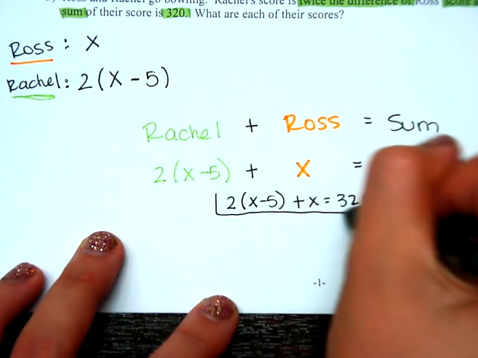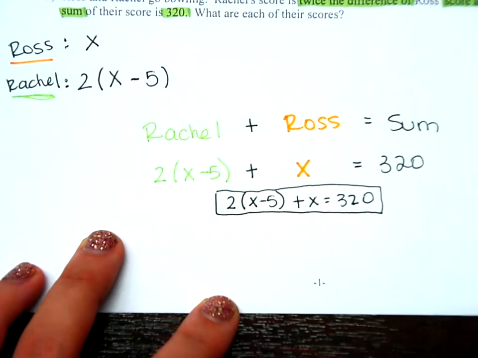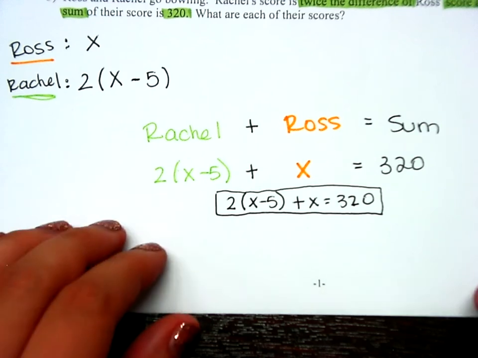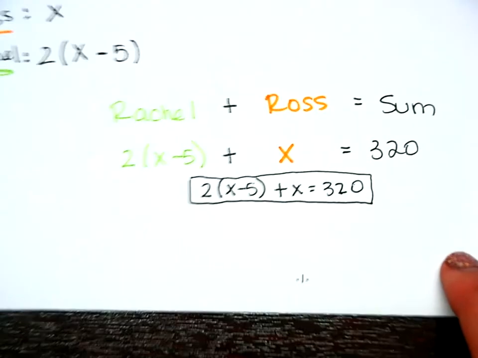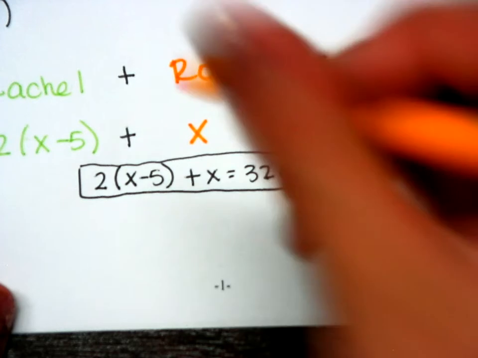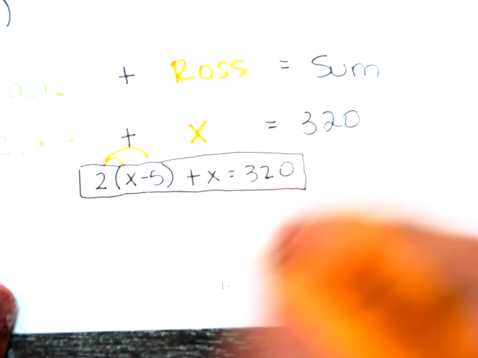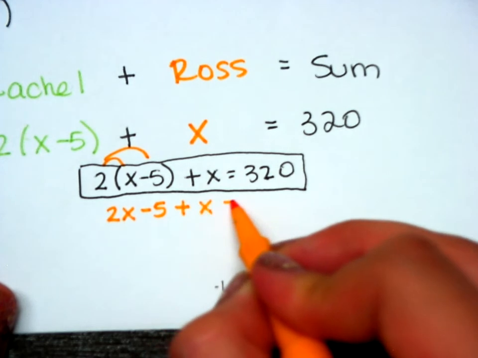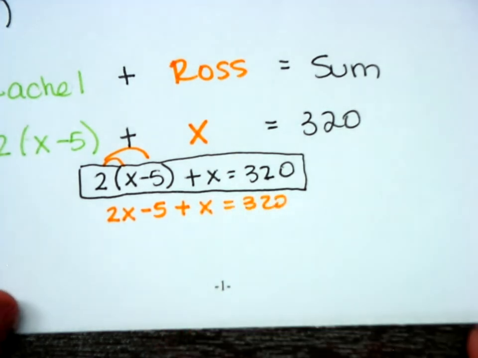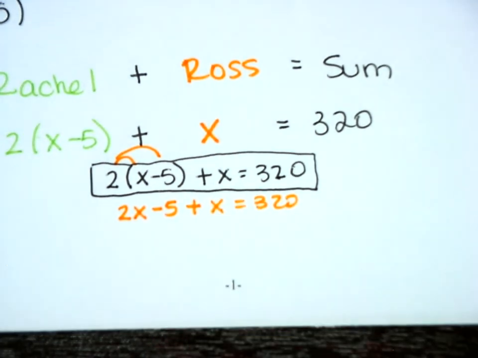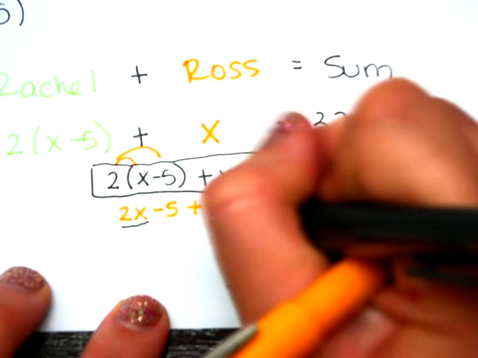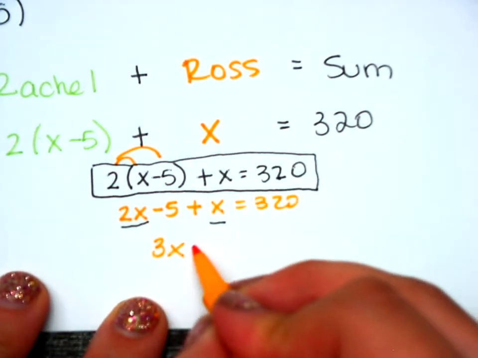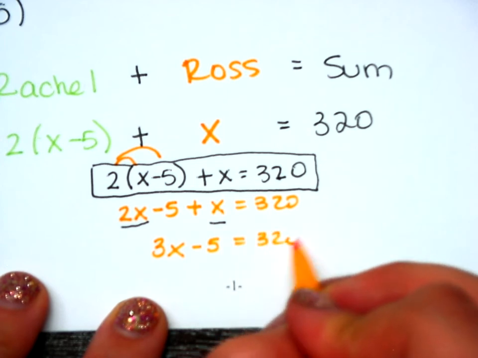So this is our first step. We wrote an equation. Now let's solve for x. This is going back to skill number 2, solving an equation. Let me zoom in a little. We're going to solve for x. First is distribute. I've got to distribute this 2. So I've got 2x minus 5 plus x equals 320. Then I'm going to combine like terms. I see 2x and x both have an x in them, so I'm going to combine those. I've now got 3x minus 5 equals 320.